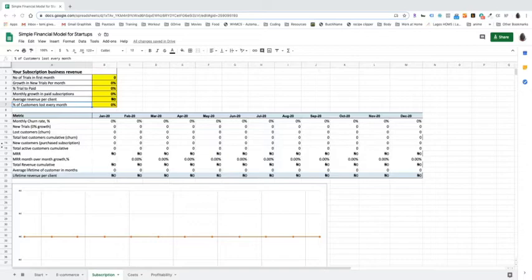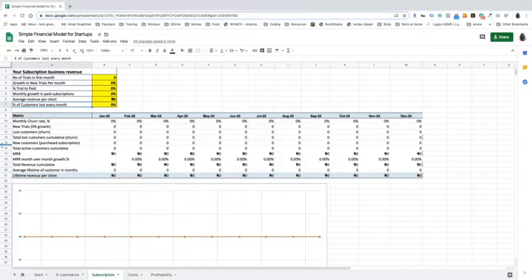A subscription is different. Ideally in a subscription, you have people paying a little bit of money every single month and it kind of goes from there. You'll gain new customers who will pay and you'll lose some customers who will pay. So you have a few less variables to change here, but let's go into them one by one.